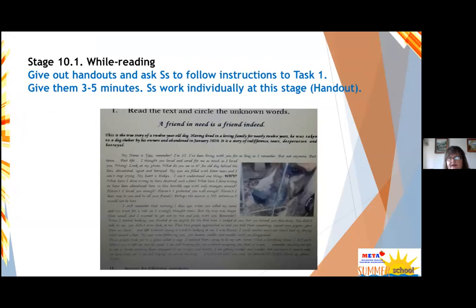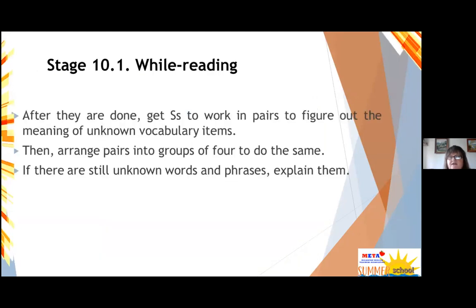So this is the story. Each student gets a handout, because the first task would be that they read individually, they scan the text and they try to circle the unknown words. This is individual work. It depends how quick your students are at reading. It may take from 1 to 5 minutes. You decide. Then after they are done, you join them into pairs so that they explain their unknown vocabulary to each other.